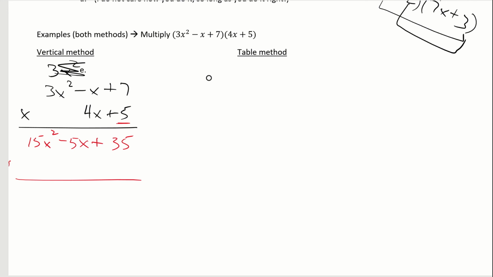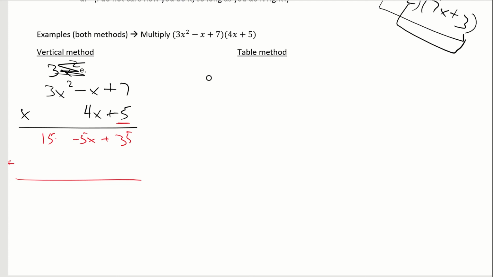Draw a line, say plus, and then we multiply through with the next term. I didn't leave enough room here, so I'm going to erase it and make it smaller. Okay, sorry about that. So it's 35 plus minus 5x, and then plus 15x squared, which you can write if you will, but you don't have to.